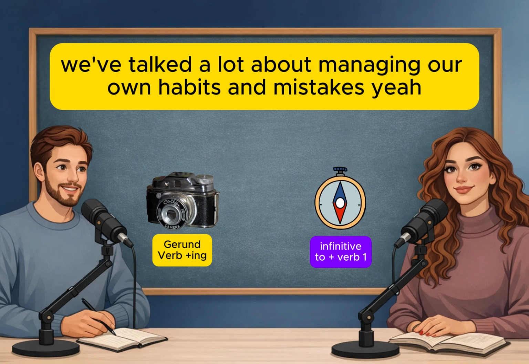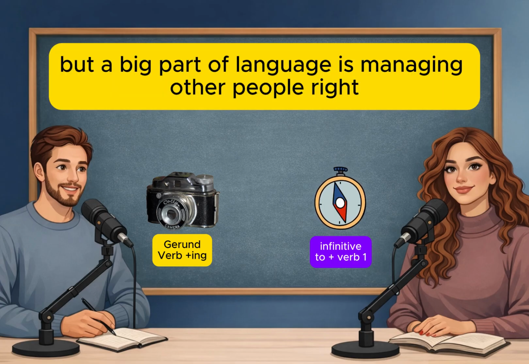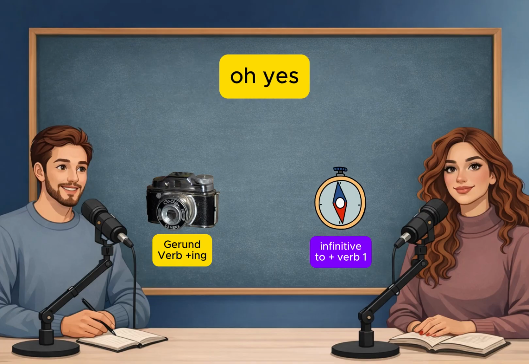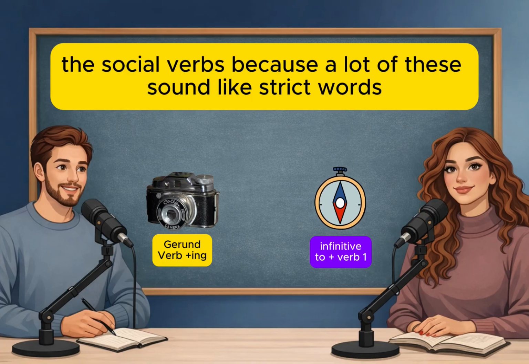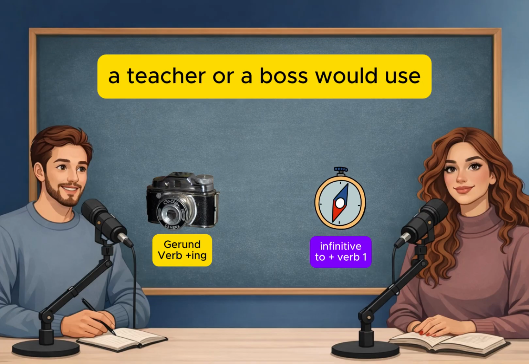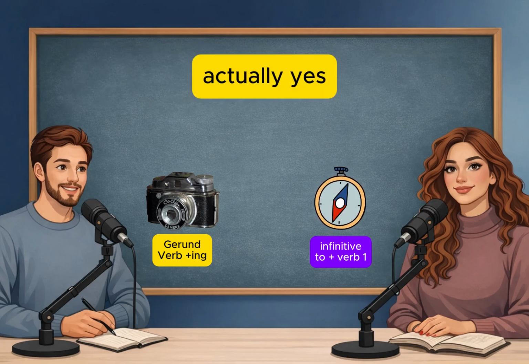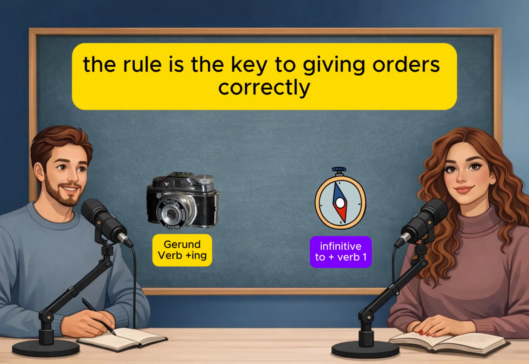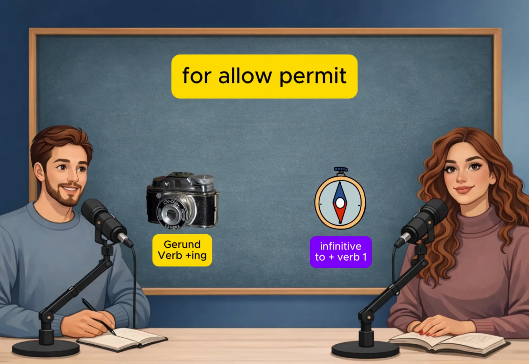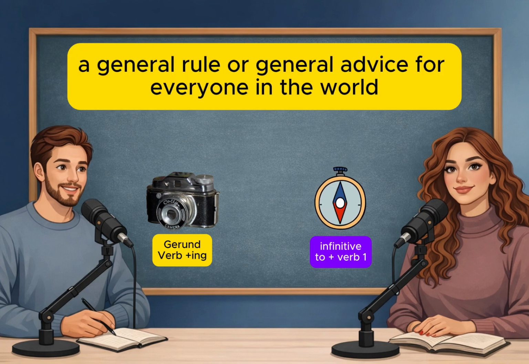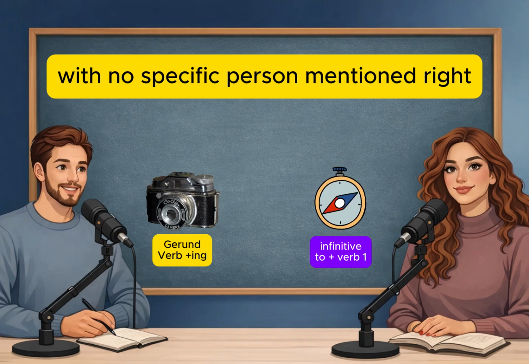Exactly. We've talked a lot about managing our own habits and mistakes, but a big part of language is managing other people, right? Verbs like allow, permit, recommend, advise, propose, and consider. Oh, yes, the social verbs. Because a lot of these sound like strict words a teacher or a boss would use. Is the difference just about who you are talking to? Actually, yes. The rule is the key to giving orders correctly. For allow, permit, recommend, and advise, the gerund states a general rule or general advice for everyone in the world. With no specific person mentioned.